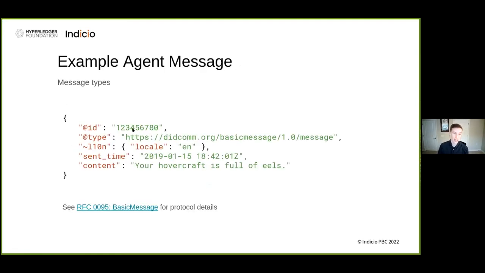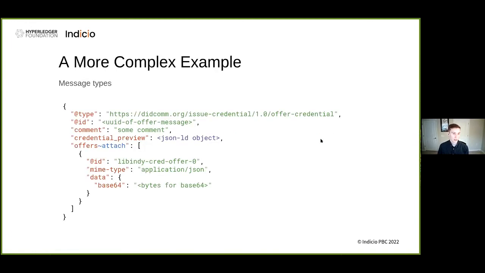So the message type dictates what attributes are expected to be present in the message. As dictated by the basic message protocol, we will expect to see a localization decorator attribute, a sent time attribute, and a content attribute in the message. I won't go through all the attributes here, but just as a simple example of another type of message, this is the offer credential message from the issue credential protocol, version 1.0. And this, of course, includes the type string that helps us identify what it is and what attributes to expect. And then we expect to see a comment, a credential preview, and an offers attach object. And this is again defined by the issue credential protocol.